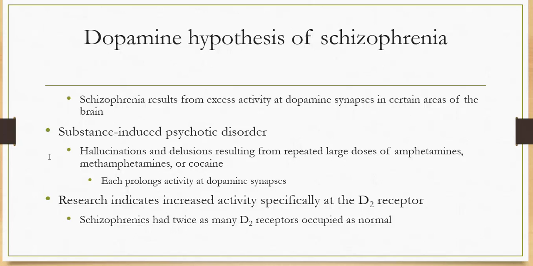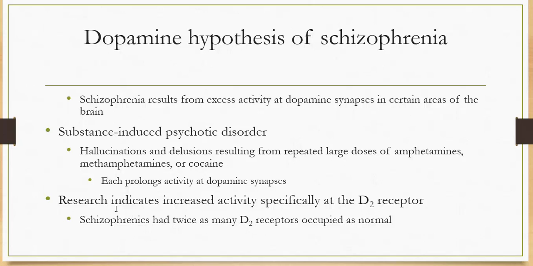The evidence for this is that sometimes you get the substance-induced psychotic disorder, like on methamphetamine. You get very similar symptoms to schizophrenia, hallucinations and delusions, resulting from large doses of amphetamines, methamphetamines, or cocaine. Each one of these drugs prolongs the activity of dopamine synapses. So we're seeing the same behaviors as what you see in schizophrenia, which gives us the thought that maybe it's excess activity at the dopamine synapses.